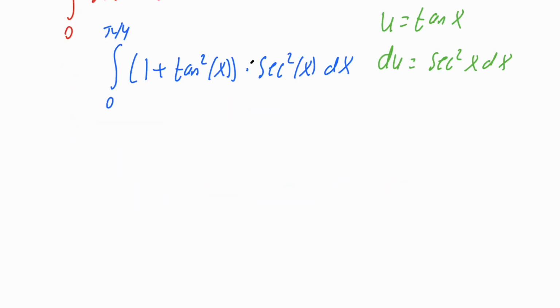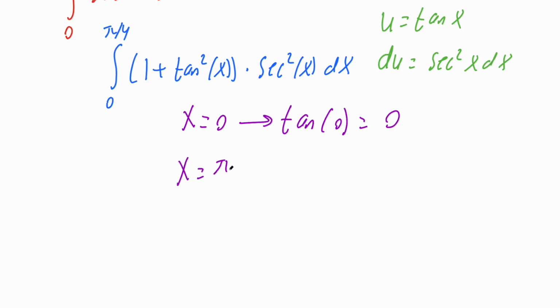Now, another thing that's going to be useful is the bounds are from 0 to pi divided by 4, but we have u is equal to tan x. So we could change our bounds. We could say that x is equal to 0, but if I plug in a 0 here, tan 0 would give us 0. So we can write it down: tan(0) would equal 0. Likewise, if x is equal to pi divided by 4 and we plug it in, we get tan(pi divided by 4), which is equal to 1.